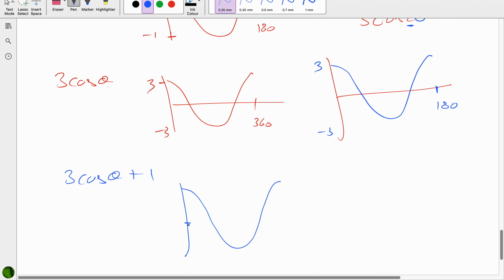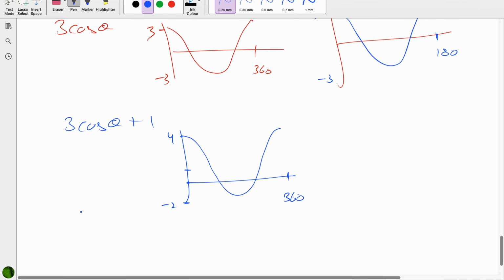I knew that I would have started from 0 and this highest point would have been 3. But because of this plus 1, this is now 4. This lowest point should have been minus 3, but because of this plus 1, this is minus 2. And this now becomes 0 and it ends at 360. So that is A, B and C for cos.